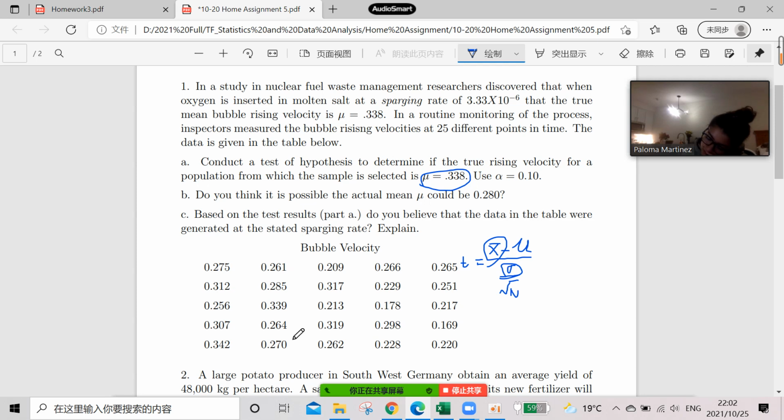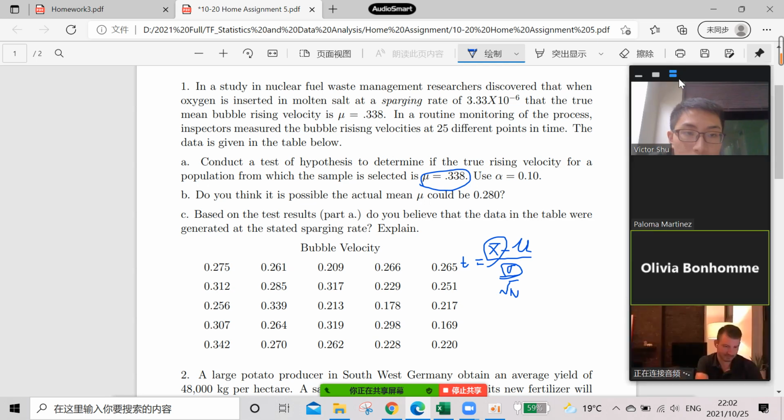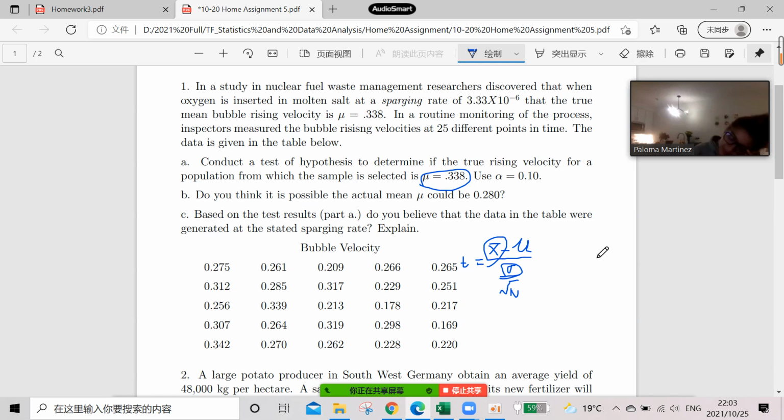So x bar, because I put it in the calculator, is 0.26208. I got that too if I added them all together and divided by 25. And which one is the standard deviation? Sx? The sample standard deviation, Sx, is 0.046691291.